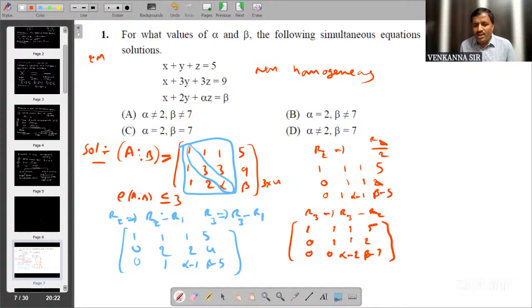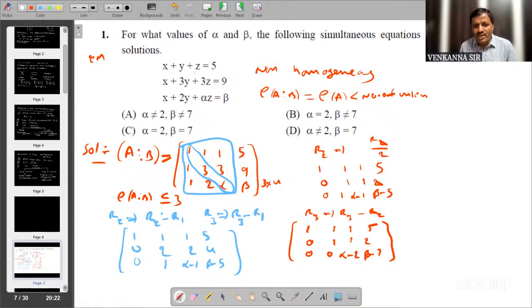This is an echelon form. But what is the question asking? For what values of alpha and beta does it contain an infinite number of solutions? For an infinite number of solutions, what is the logic we should know? The rank of the augmented matrix is equal to the rank of A, both should be equal, and less than the number of unknowns. This should be clear.